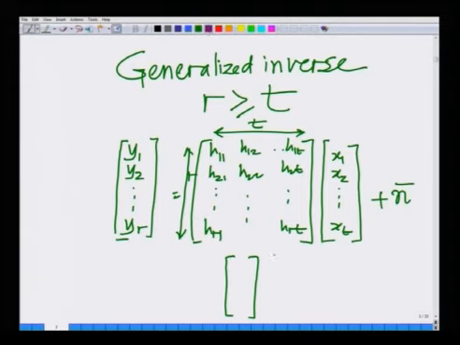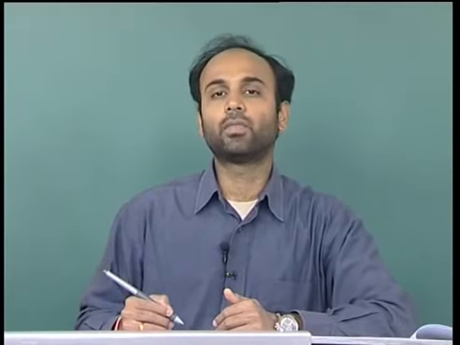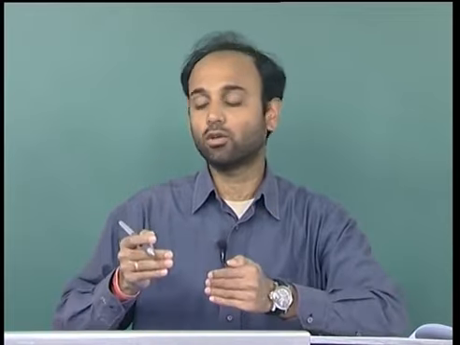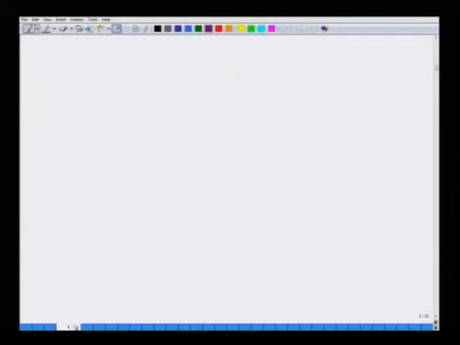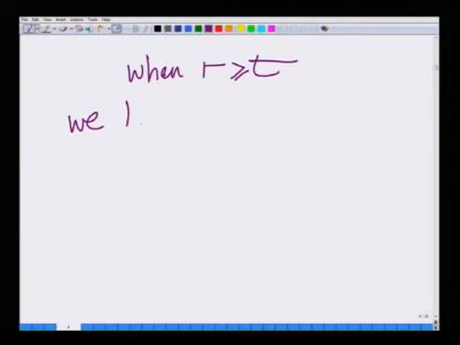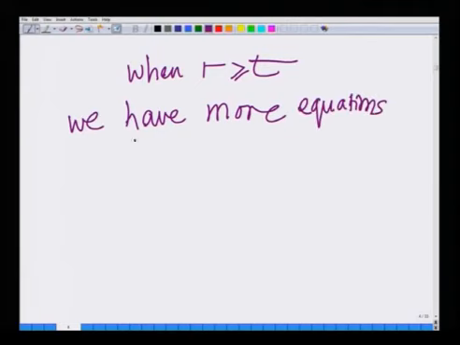Alright, so this is colloquially, in loose parlance, known as a thin matrix. As I said, this is not a technical term, but it is known colloquially in very loose language as a thin matrix, something that has more rows than columns. You can clearly see this corresponds to the case when you have more equations than unknowns. So, when R is greater than or equal to T, we have more equations than unknowns.